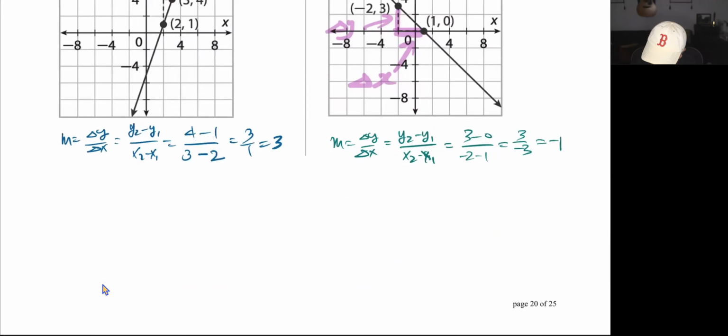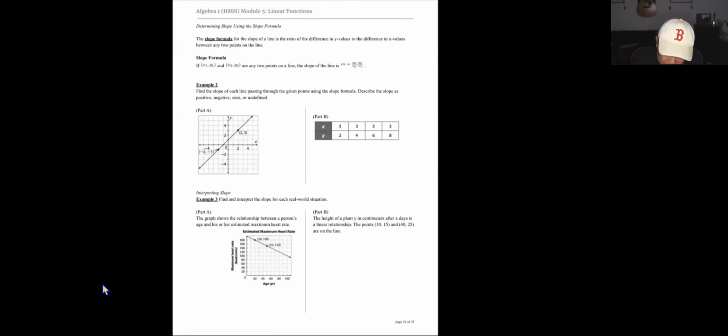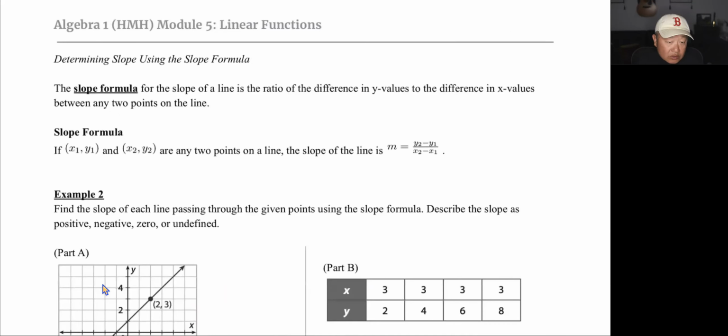All right, what is up next? Last one, one more page, guys. So the slope formula that we have is the slope of the line as a ratio of the difference in y values to the difference in x values. I think we said that about 10 times already, right? Yeah, learn by repetition, guys.